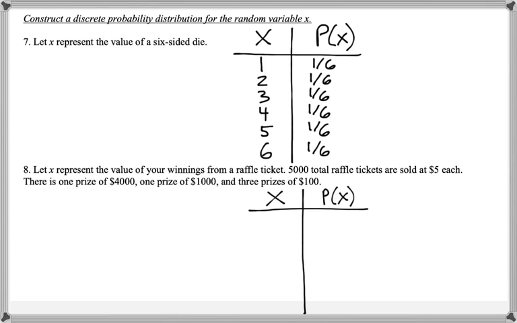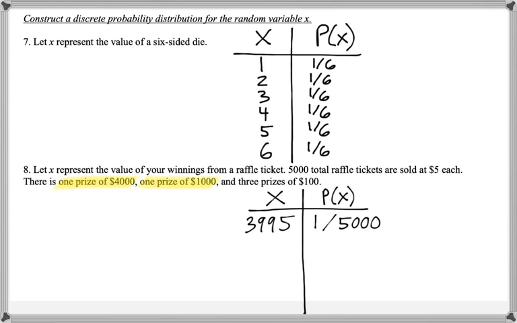So let's start with the $4,000 prize. If you won that, you would actually only be winning $3,995 because you paid $5. And there's only one of these out of the 5,000 total raffle tickets. So this is a 1 out of 5,000 chance.